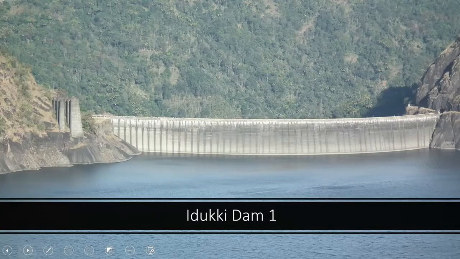This is the Idukki Dam. This side of it is actually the upstream side. So this is the reservoir up here. It's a little bit low, actually. It looks like in times where the water's higher, it could go up to here.